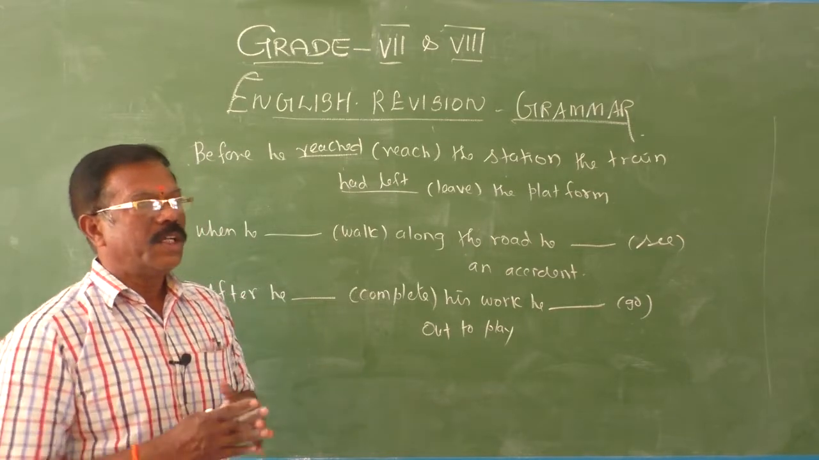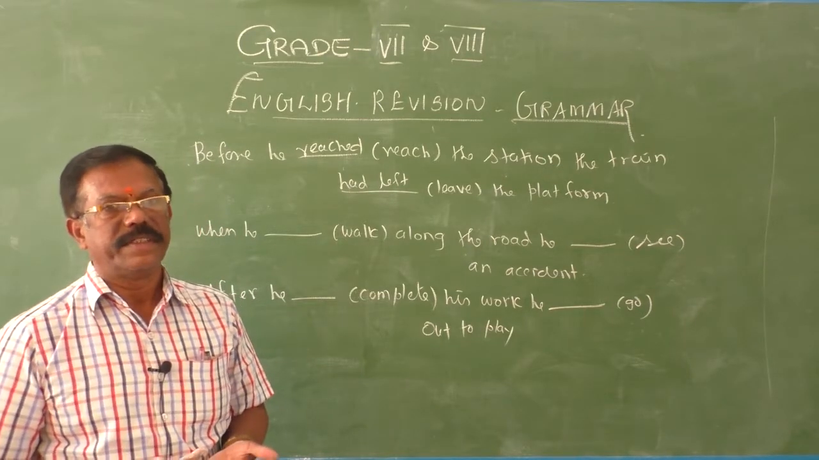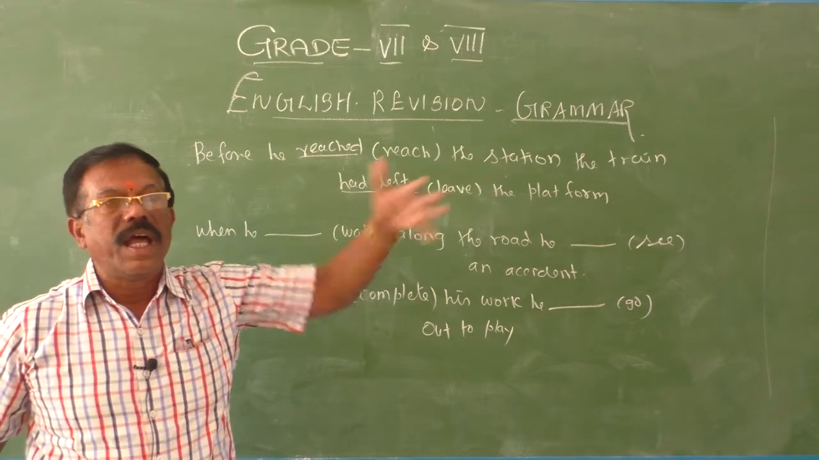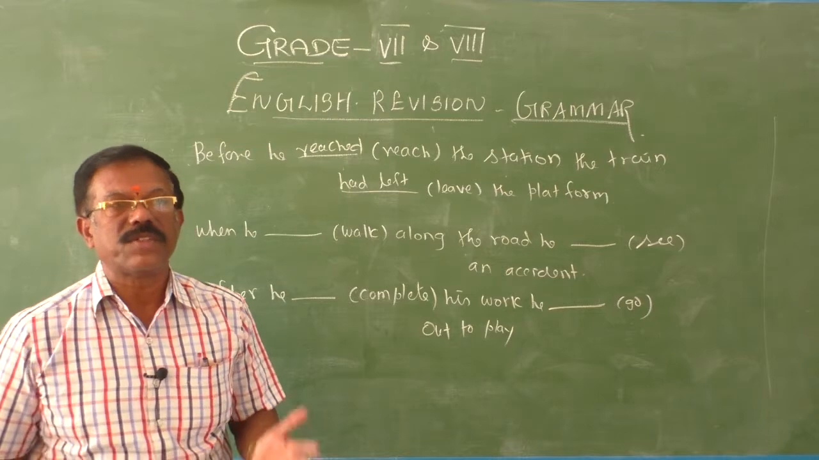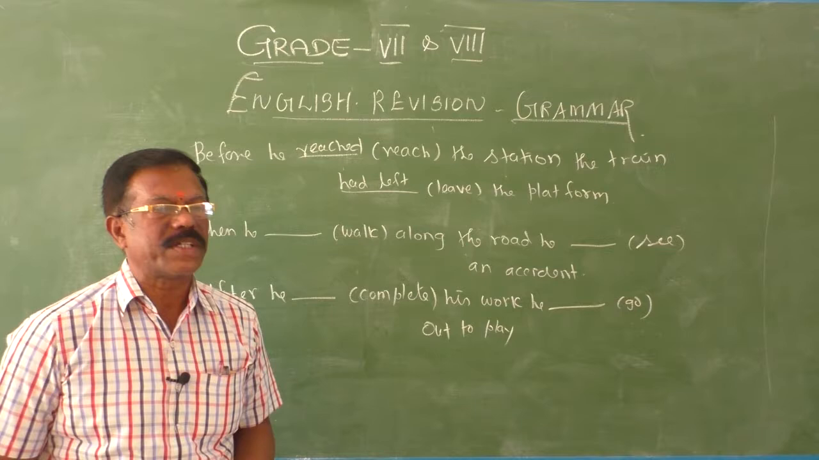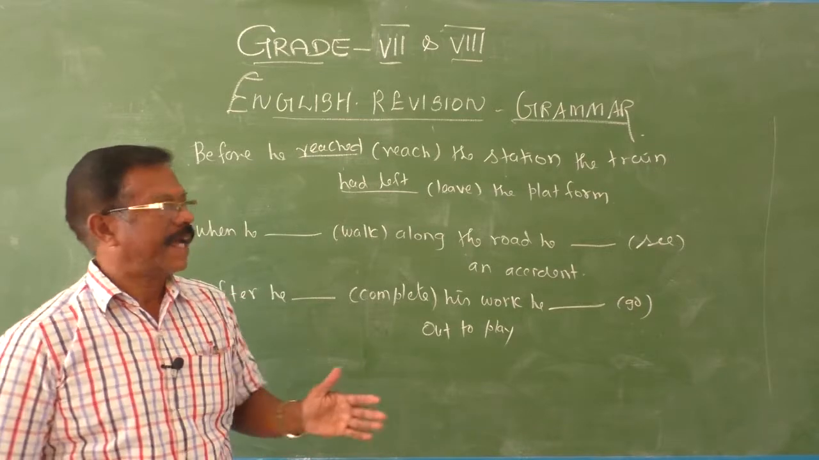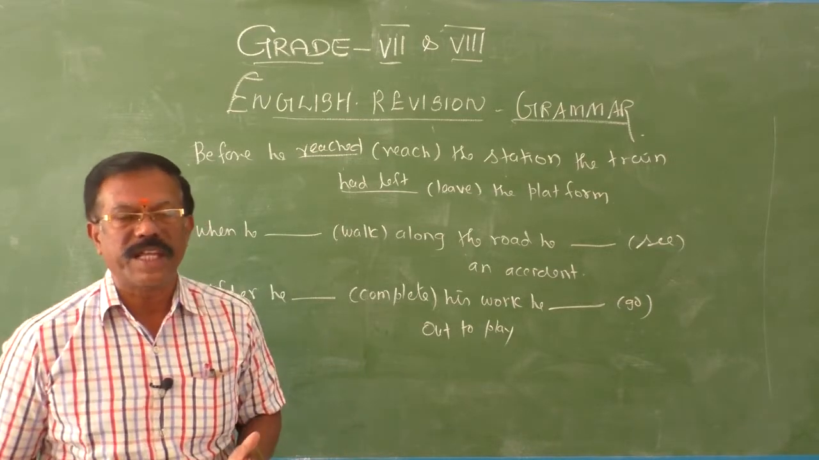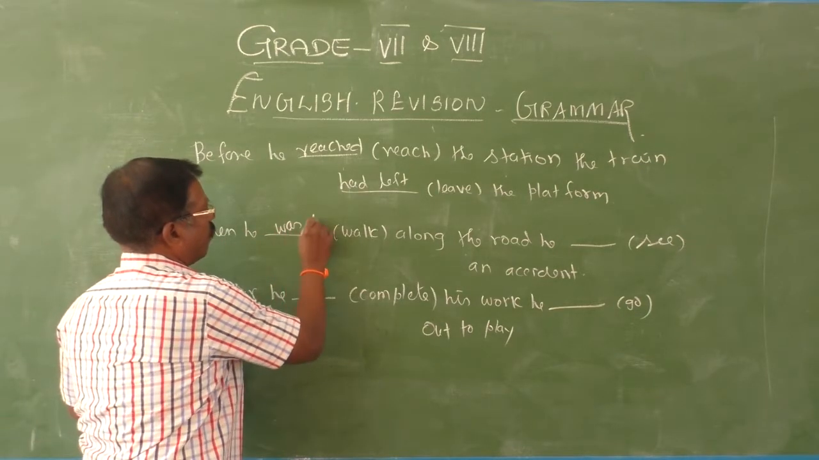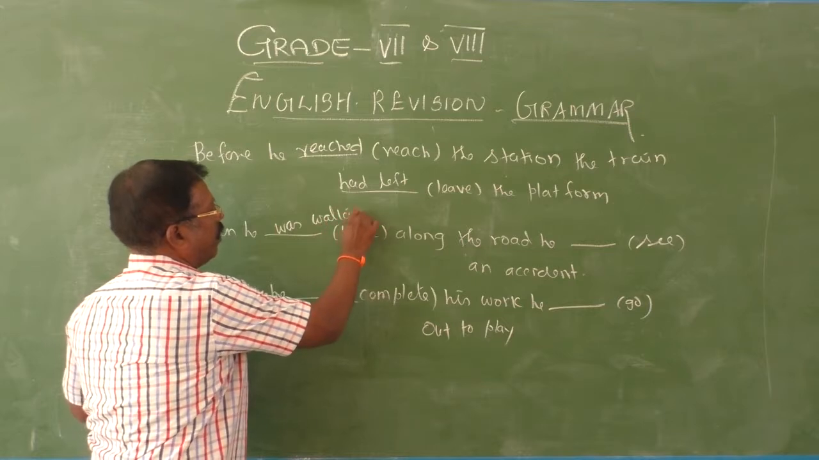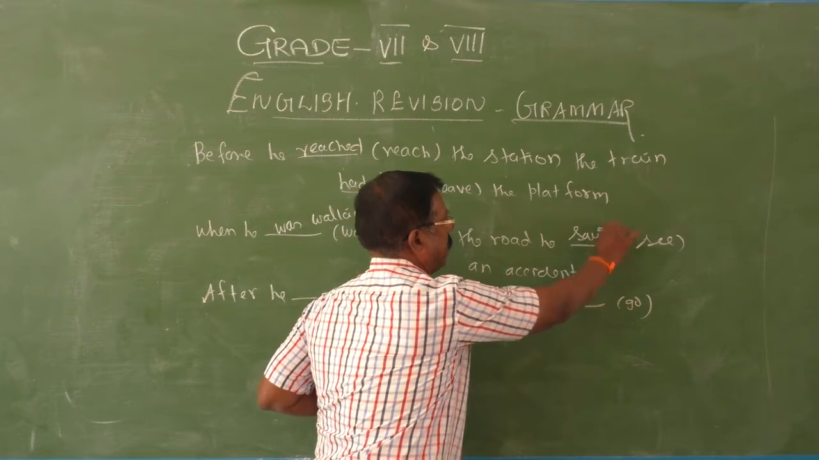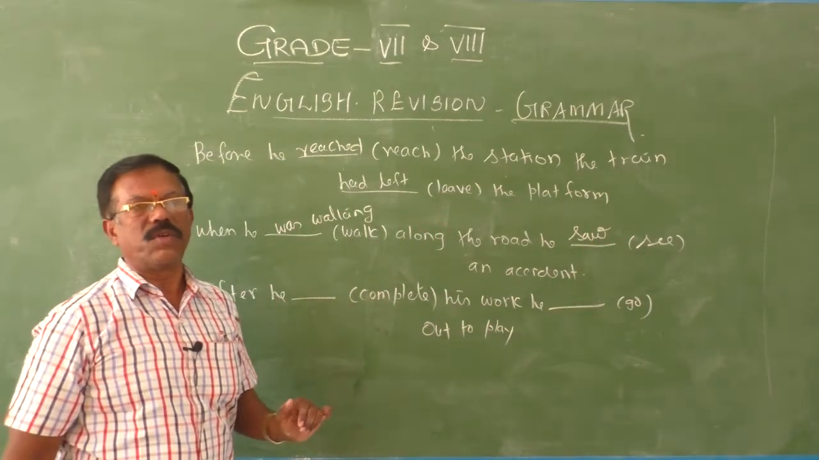Second one, when he walks along the road, he sees an accident. Here also, two actions are expressed. One is a long one, that is happening for a long time. Another one happens suddenly, so short duration. So the action with the long duration should be expressed in the past continuous tense, and the action of short duration should be expressed in the simple past. So when he was walking along the road, he saw an accident.